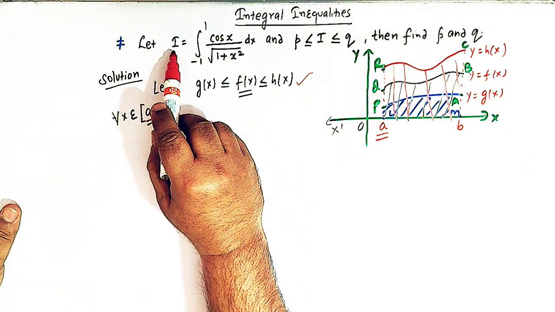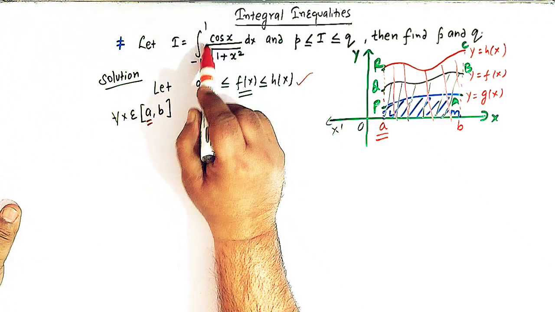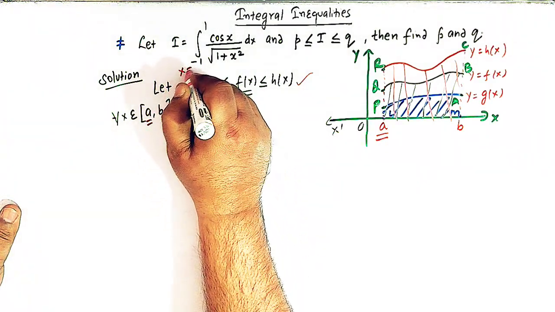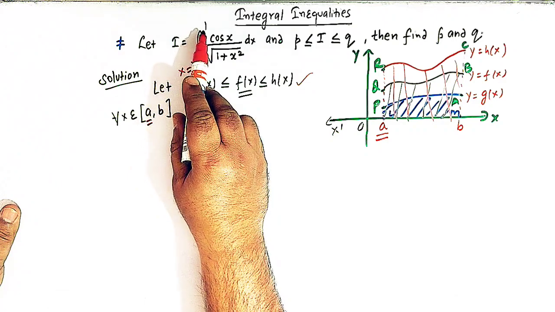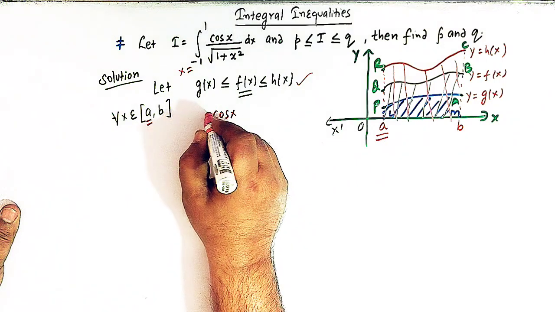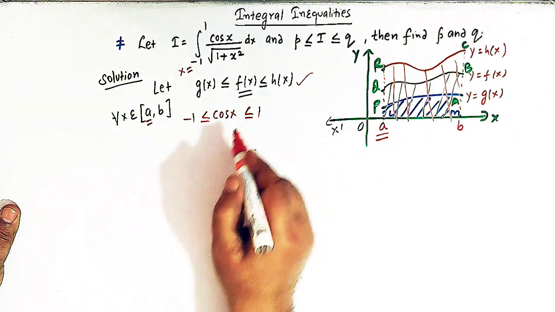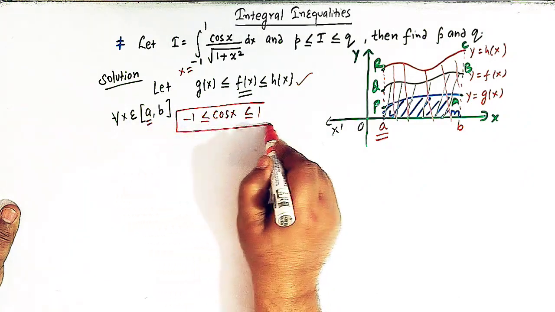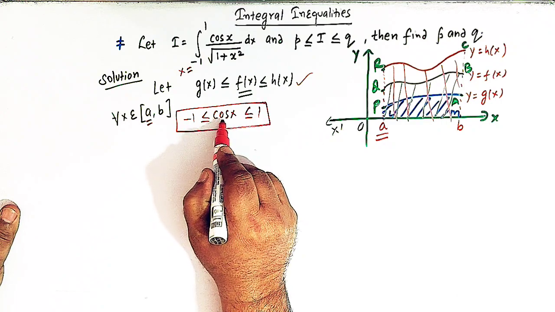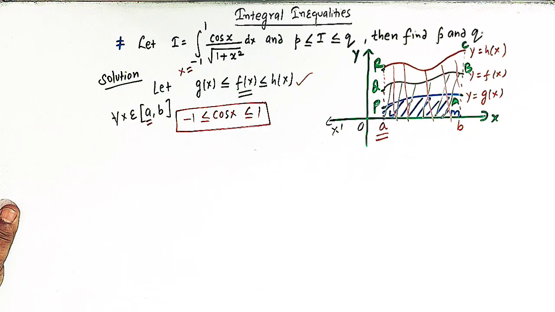So here we are given this integral, right? So let us first take this function cosine x, and here the limits of integration go from -1 to 1, and from trigonometry we know that the cosine function lies between -1 and 1, right? So this is the famous inequality in trigonometry, which suggests that the cosine function has maximum value 1 and the minimum value is -1.